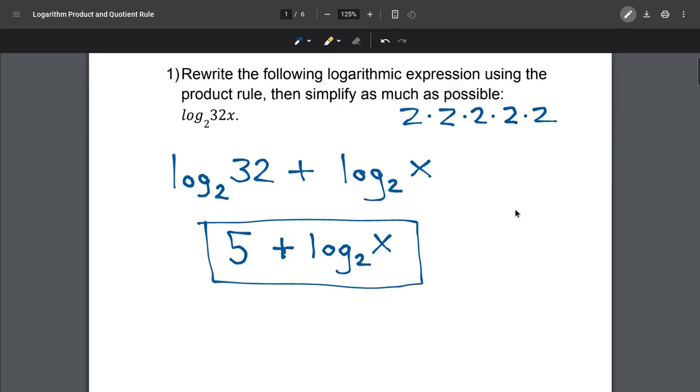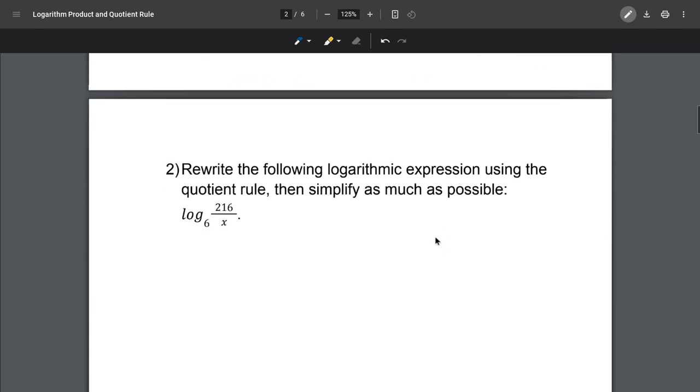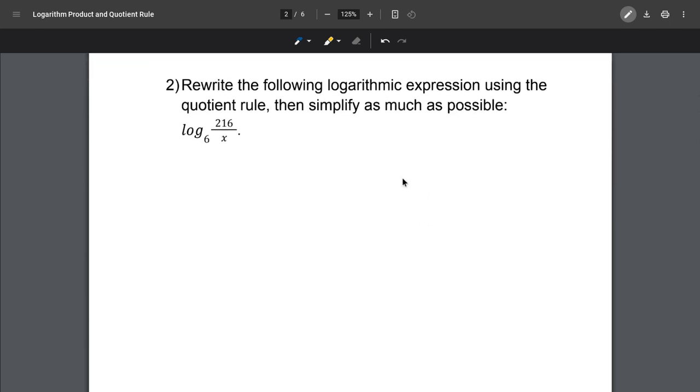Okay, let's look at problem 2. So problem 2 says rewrite the following logarithmic expression using the quotient rule, then simplify as much as possible. And we have log base 6 of 216 over x. So I'm going to rewrite this using the quotient rule as log base 6 of 216 minus log base 6 of x.